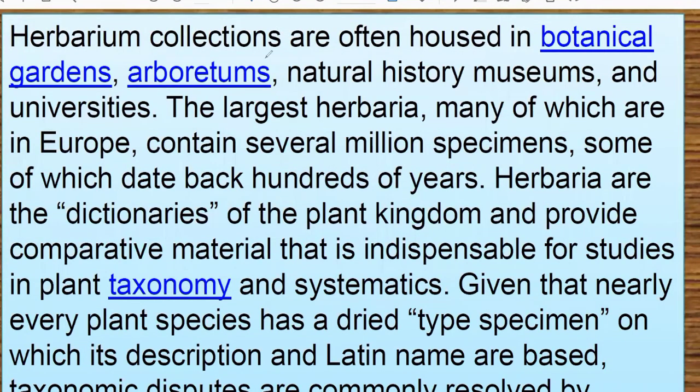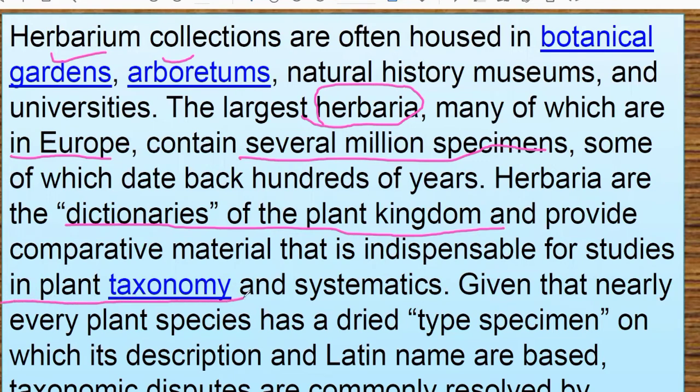The herbarium collections are often held in botanical gardens and arboretums, natural history museums and universities. The largest herbaria, many of which are in Europe, contain several million specimens, some of which date back hundreds of years. Herbaria are the dictionaries of the plant kingdom and provide comparative material that is indispensable for studies in plant taxonomy.